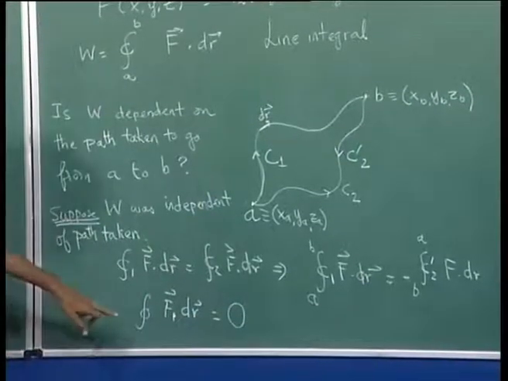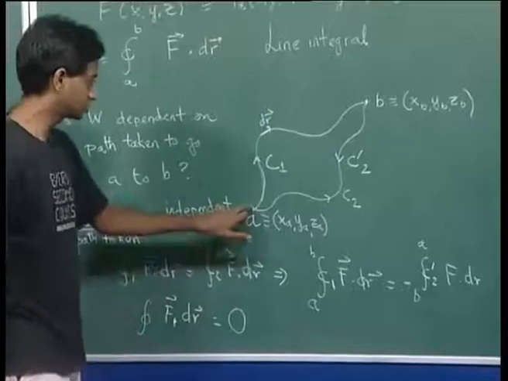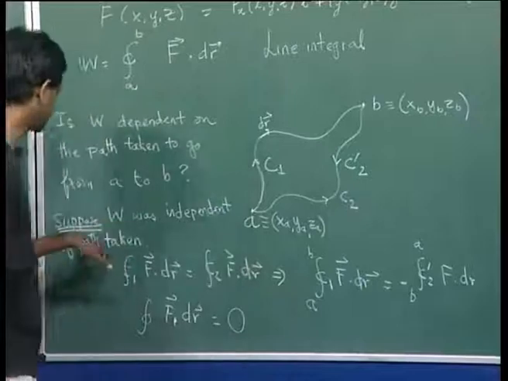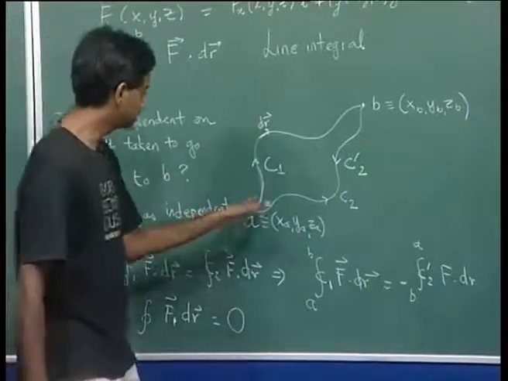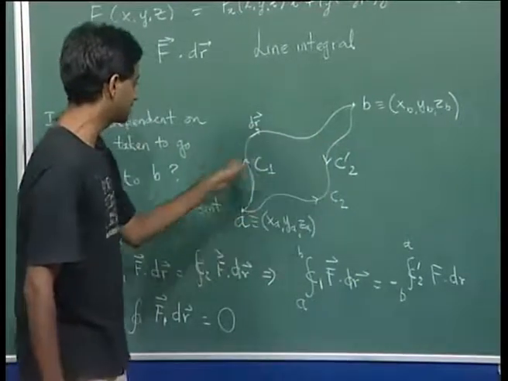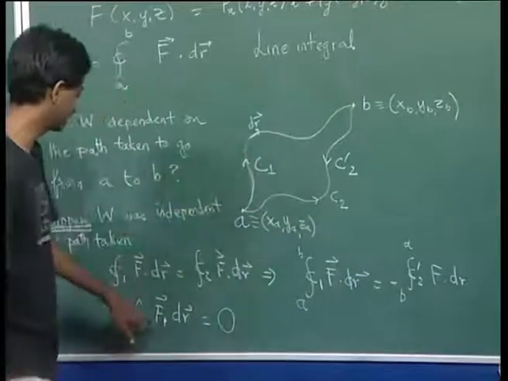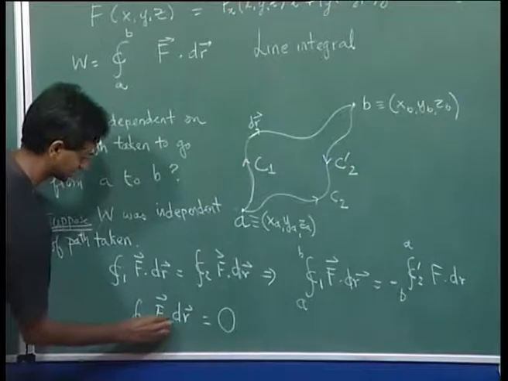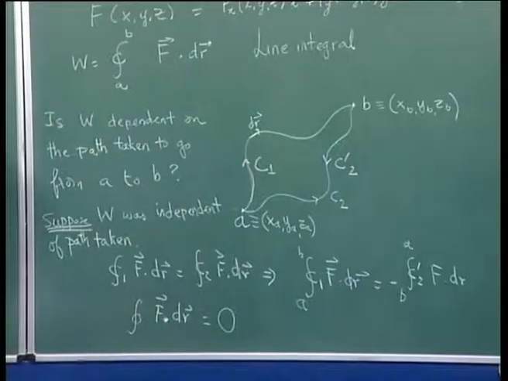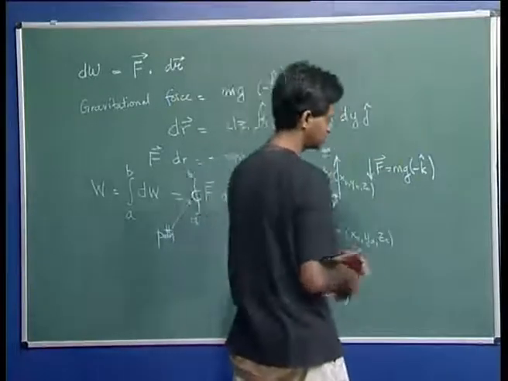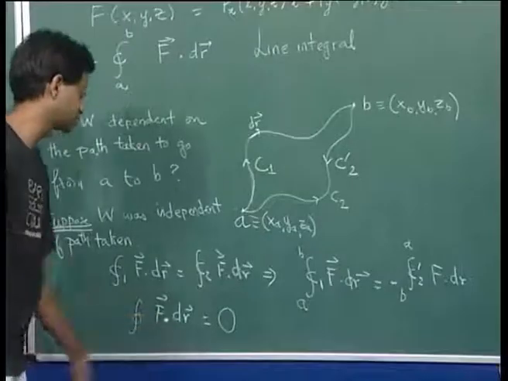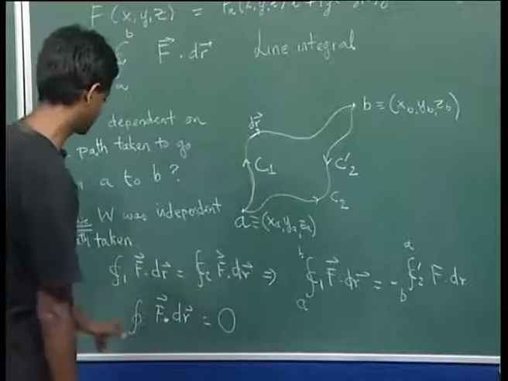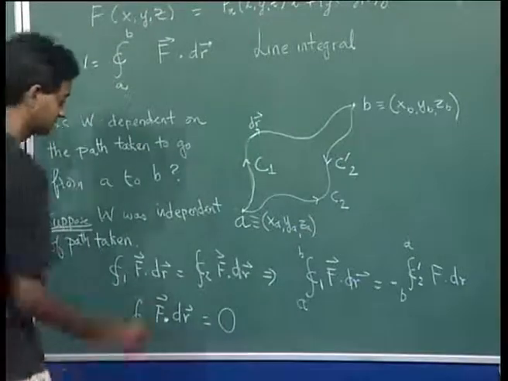Okay, and you can show that this is true for any two paths. If this work is a path independent function, then for any closed path you take, the work done should be 0. So work done in any closed path should be equal to 0.